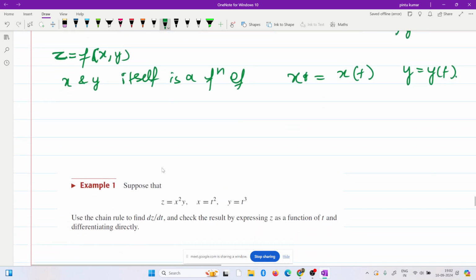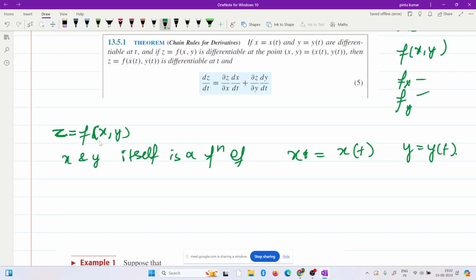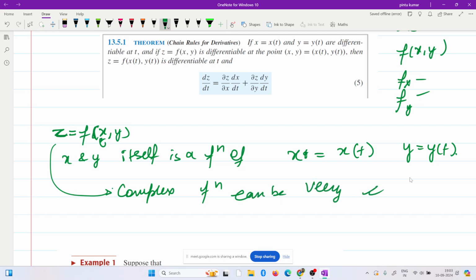One simple option is that you replace x by x of t in f of x y, and you replace y by y of t, then you evaluate z in terms of t and you calculate its derivative with respect to t. But sometimes for complex functions that can be very complex, so this is not a suggested method. To cope with that, we have something called the chain rule for derivatives.